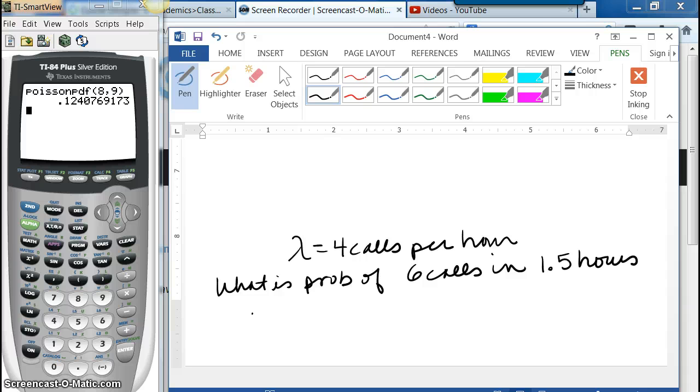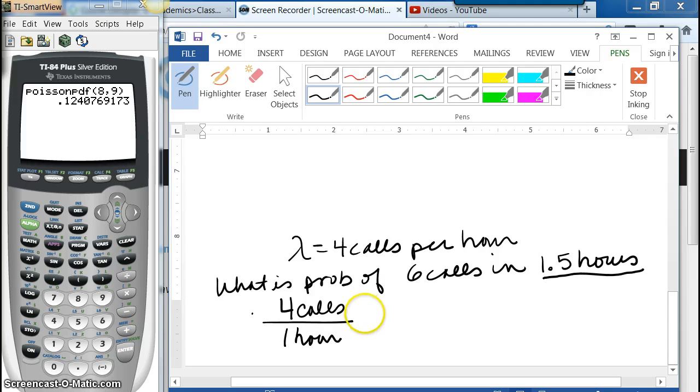When we changed the lambda from per hour to per 2 hours, that was pretty easy. But sometimes they might give you something that's a little harder to adjust the lambda. Like this question is, what's the probability of 6 calls in an hour and a half? If that's the way the question is asked, you can sometimes set up a proportion that would help you. So it's 4 calls in 1 hour, and then you're trying to figure out how many calls in an hour and a half to get your new adjusted lambda.